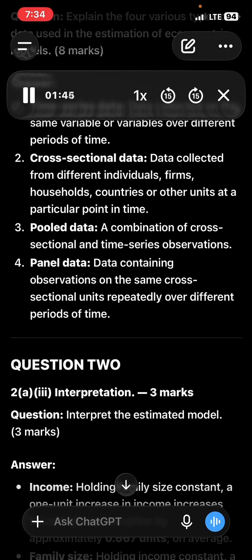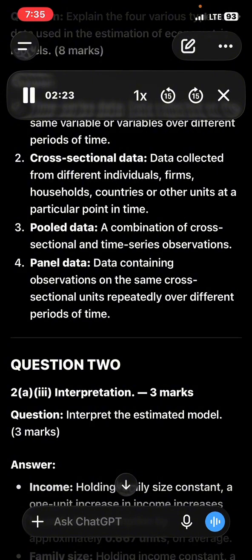1C, 4 types of data. 8 marks. Question. Explain the 4 various types of data used in the estimation of econometric models. Answer. 1. Time series data. Data collected on the same variable or variables over different periods of time. 2. Cross-sectional data. Data collected from different individuals, firms, households, countries, or other units at a particular point in time. 3. Pooled data. A combination of cross-sectional and time series observations. 4. Panel data. Data containing observations on the same cross-sectional units repeatedly over different periods of time.